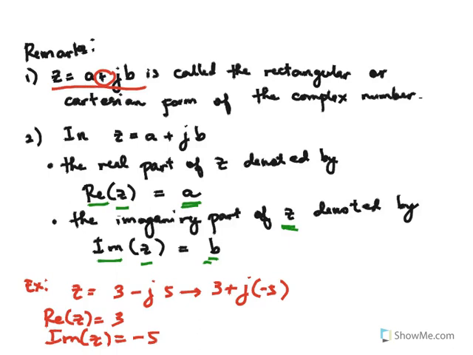Or if you have z equals e plus j pi over 6, then the real part of your complex number z is e. E is an irrational number, rather, okay? And the imaginary part of z is pi over 6. So again, the real part and the imaginary part of your complex number are both real numbers.